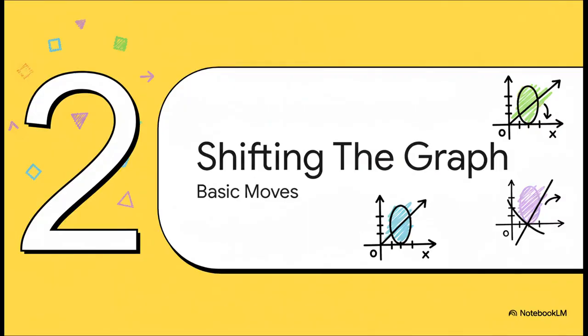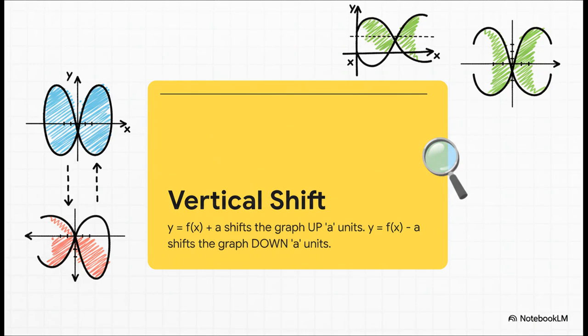All right, let's kick things off with the easiest moves in our toolkit, just sliding the entire graph around the page without actually changing its shape. This is what we call translation. So, first up, vertical shifts. This is an outside change, right? It's happening outside the f of x. So it's going to affect the y-axis, just like our rule predicted. Add a number, the graph moves up. Subtract a number, it moves down. It really is that straightforward.